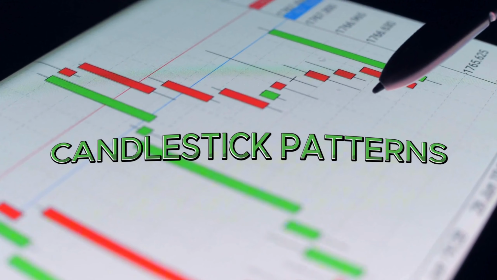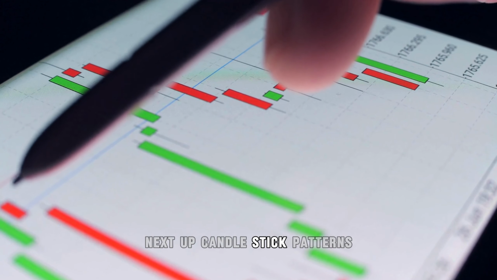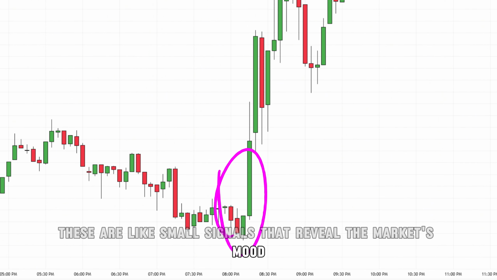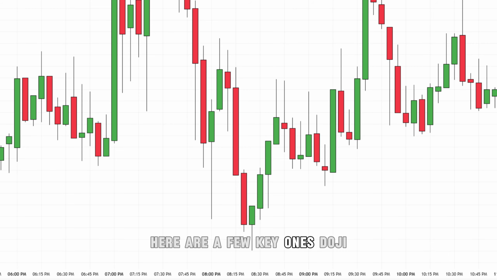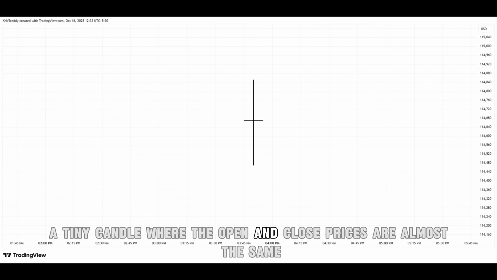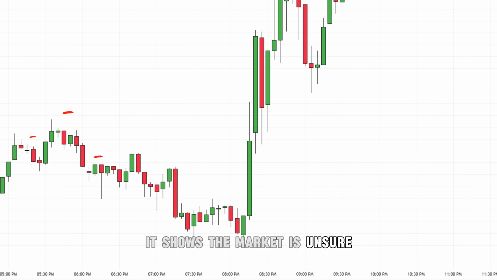Candlestick patterns. Next up, candlestick patterns. These are like small signals that reveal the market's mood. Here are a few key ones. Doji. A tiny candle where the open and close prices are almost the same. It shows the market is unsure. Buyers and sellers are in a tug of war.